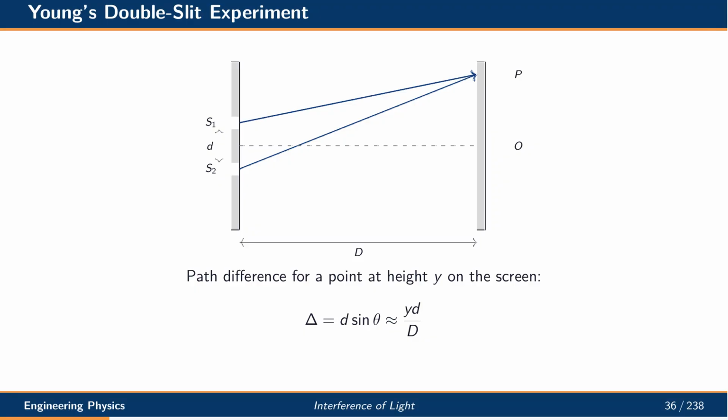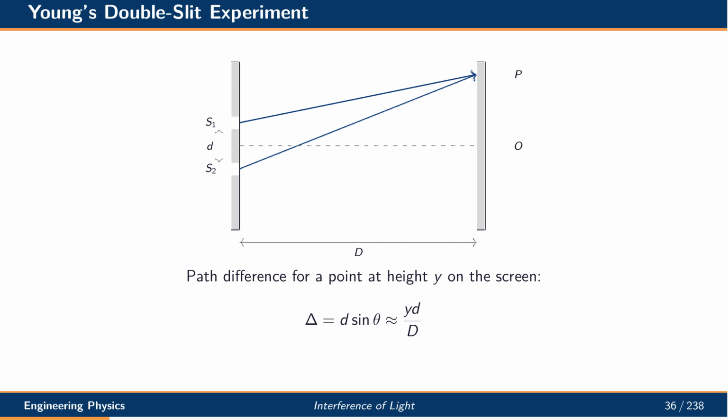Young's double-slit experiment is the classic demonstration of light interference. Light from a coherent source passes through two narrow slits and produces overlapping waves. These waves meet on a screen and create bright and dark fringes.